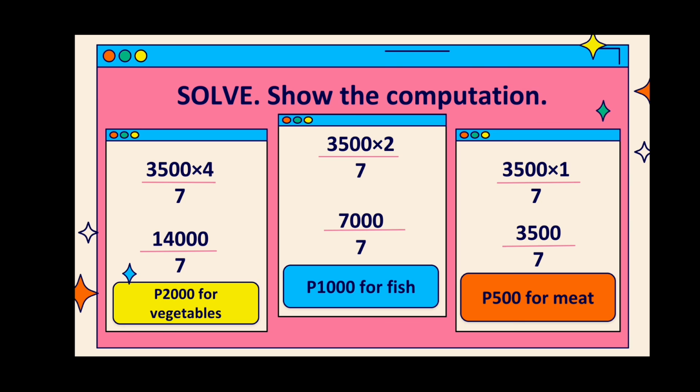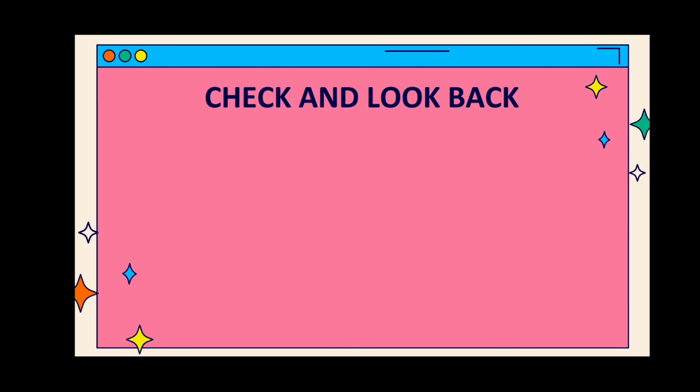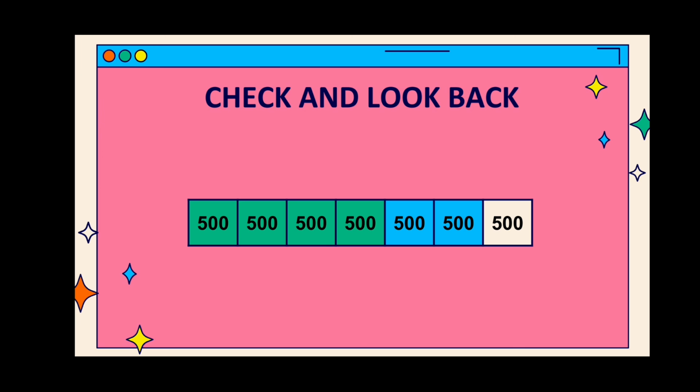Lastly, check and look back. Kung natatandaan nyo yung given ko na illustration kanina, there are 7 parts at ang nire-represent ng isang buong part na yon ay 3,500. So, let's divide 3,500 by 7. That is equal to, very good, it's 500. Therefore, each part is equal to 500. Kapag inadd natin lahat ng 500 dito, that is equal to 3,500 pesos.